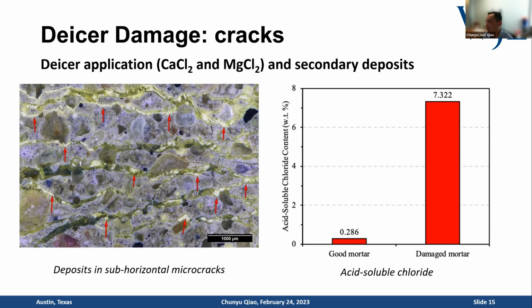We also did chloride measurements on the good mortar and the damaged mortar. You can see there is almost 7% acid-soluble chloride in the mortar samples I obtained. So that's insanely high.